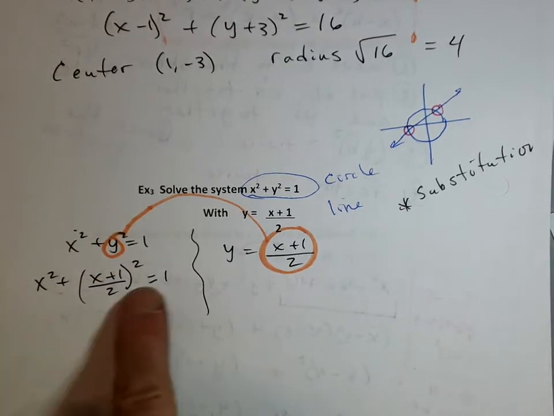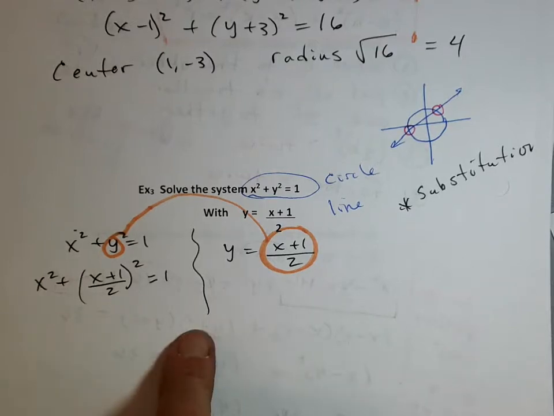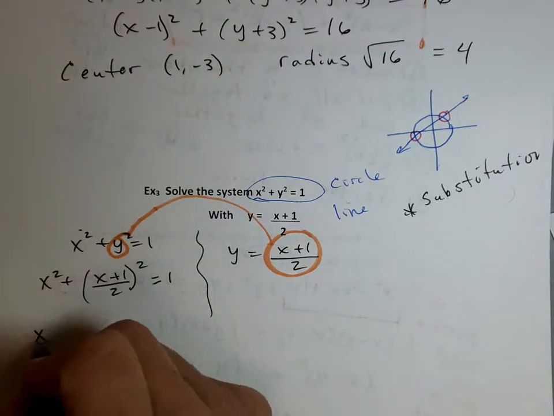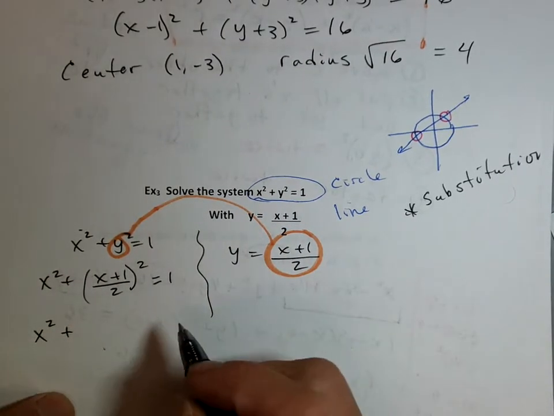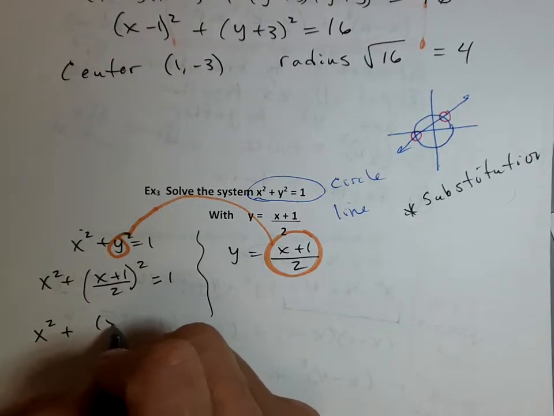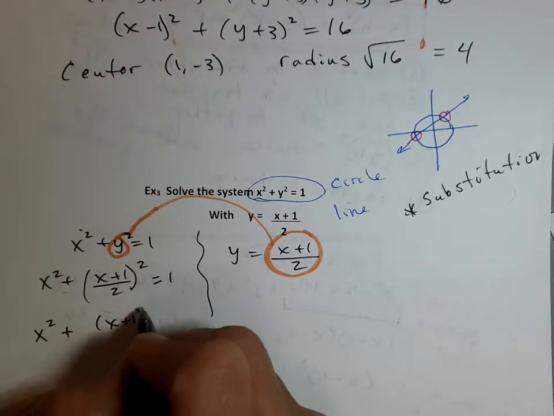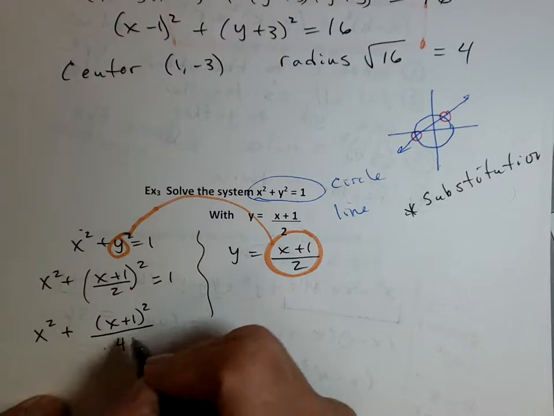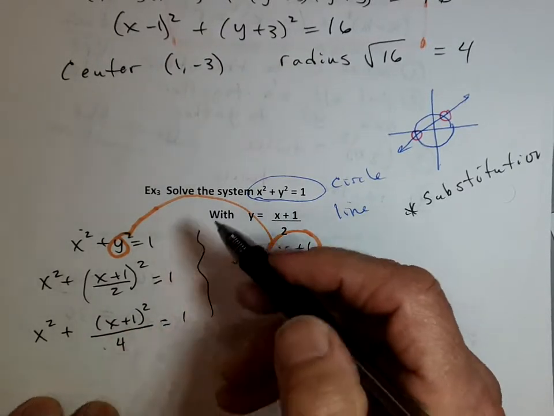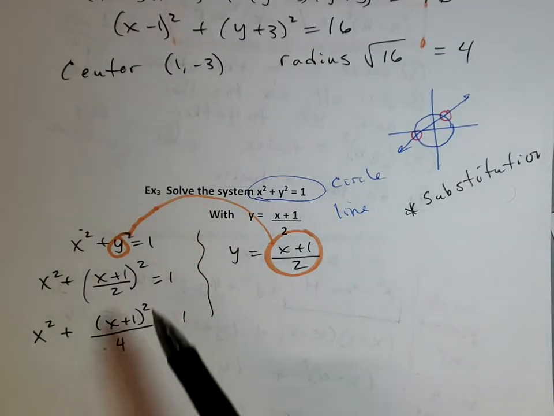Now, I'm going to have to simplify this because I'm going to solve for x. So I'm going to go slowly with this. This is the same thing as x plus 1 squared over 4. I squared the 2. That's all I did.